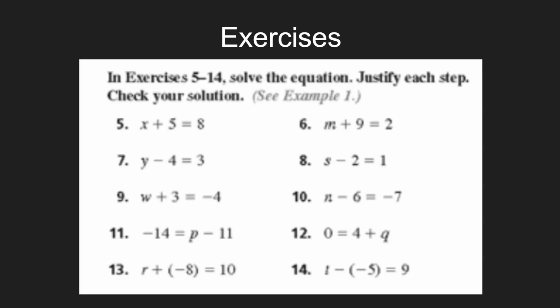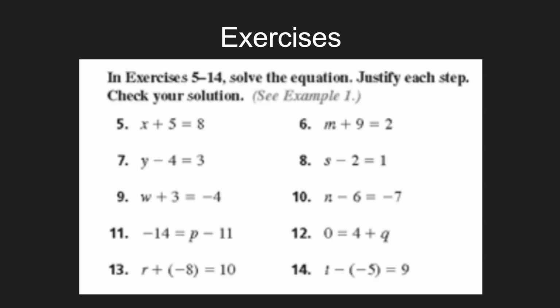Okay, now we'll actually be solving problems. So in exercises 5 to 14, solve the equation. Justify each step and check your solution. So in number 5, x plus 5 equals 8. So we want to get x alone on one side. So we're going to subtract 5 from both sides. And then we'll figure out that x is equal to 3.